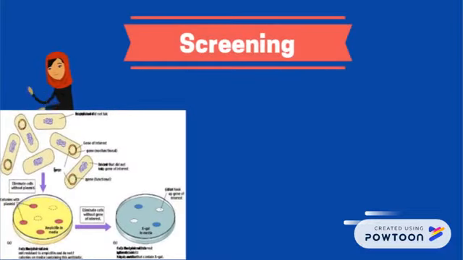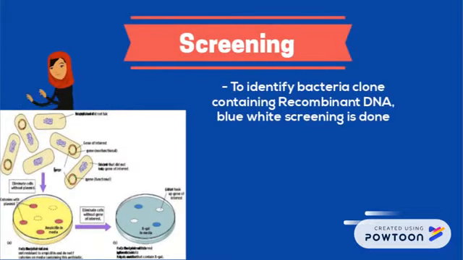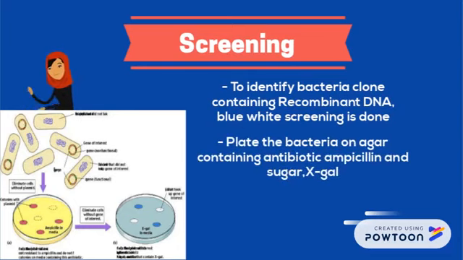The last step is screening. Screening is to identify bacteria clones containing recombinant DNA. Blue-white screening is done. How? Place the bacteria on agar containing antibiotic, ampicillin, and sugar, known as X-gal. Incubate until colonies grow.